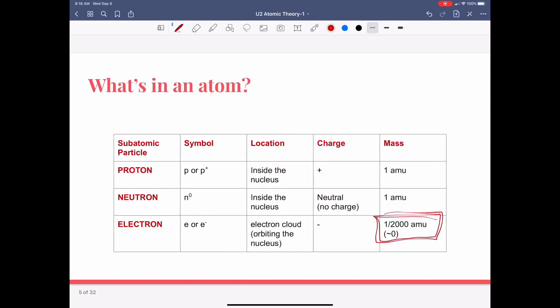So let's take a second. I'm going to give you a second to write down this table in your notes, and then we'll talk about it. All right, now that you have that written down, let's take a look.